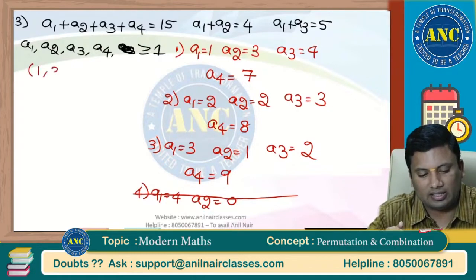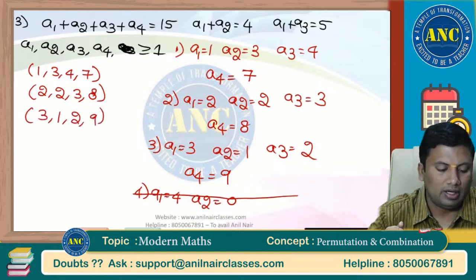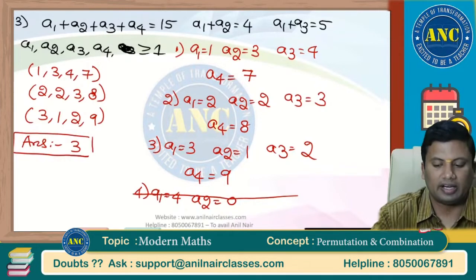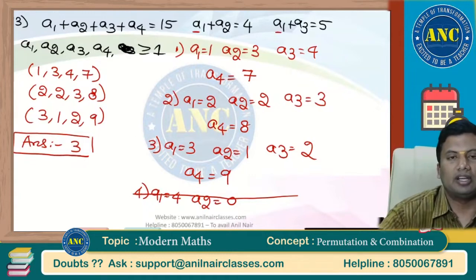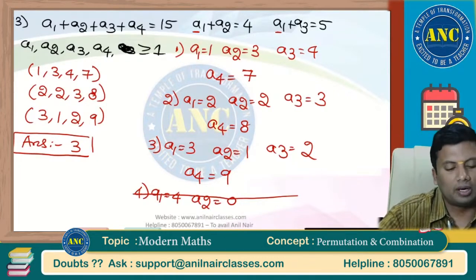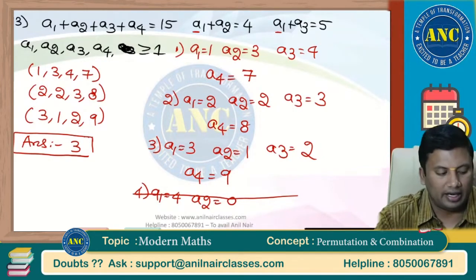So what are the cases that we got? 1, 3, 4, 7. A1 can take either 1, or A1 can take 2, 2, 3, 8, or it can take 3, 1, 2, 9. A1, A2, A3, A4 can take 3 sets of values. Here there is A1, here there is A1, here there is A1. I hope the idea is clear. 3 quadruples we got. So the answer for this question is nothing but 3. 13th question, I hope the idea is clear.